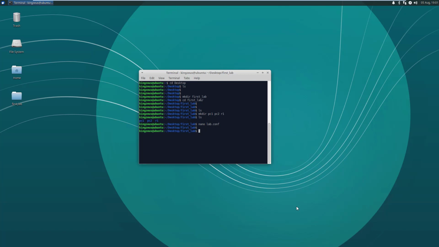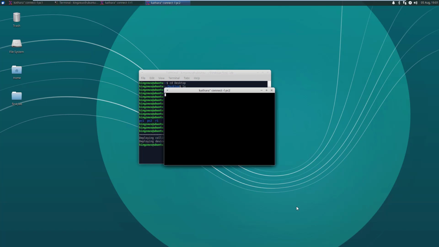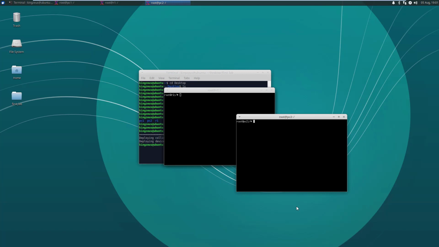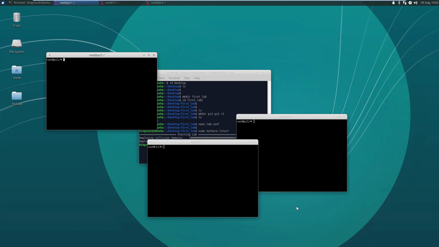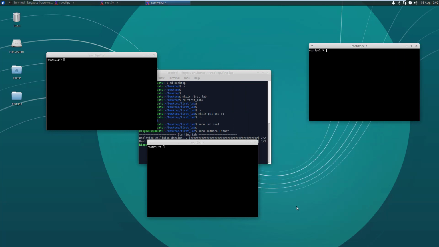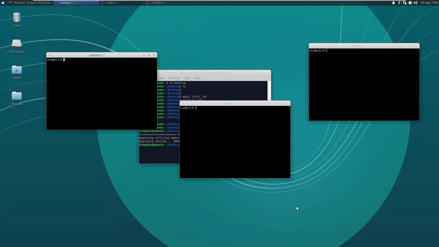Now we have to configure our containers. Let's run the lab, but with admin privileges: sudo kathara lstart. Yep, it's deploying the collision domains. Kathara works with collision domains. You have to remember that. Perfect. We have PC2 right here, we have R1 right here, and we have PC1.